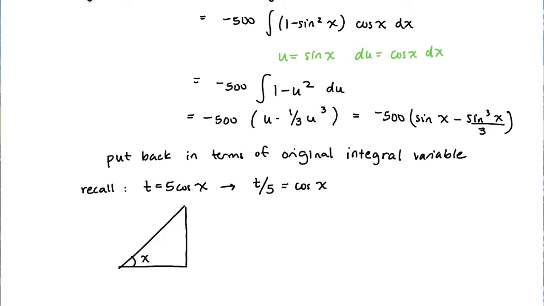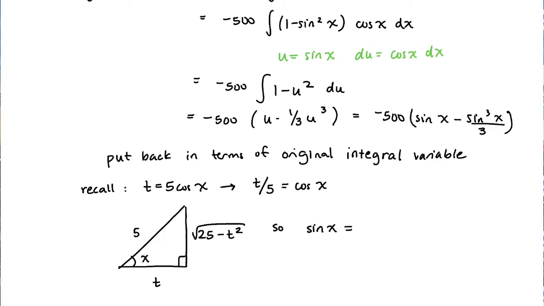So if I look at a triangle that has x for my angle, and the cosine is adjacent over hypotenuse, adjacent would be t, and the hypotenuse would be 5, and I can use my Pythagorean identity to find that this side would be the square root of 25 minus t squared.